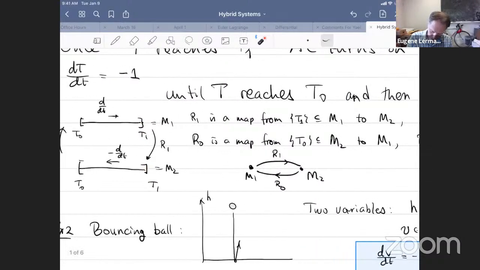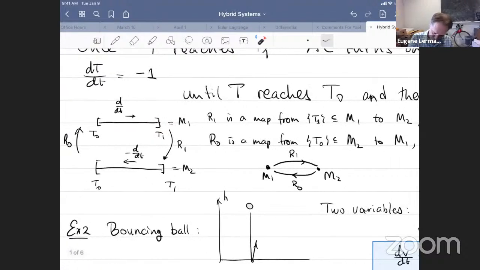So R1 is a map, is a function. It's not defined on all of the interval. It's a so-called partial map. I'm not sure where people call them partial maps, I guess in computer science maybe. It's defined only at one point in this example, and it maps into the other interval. And so your evolution goes grow, jump, decrease. Once you hit T0, you jump back into the other regime, and it starts heating up again.